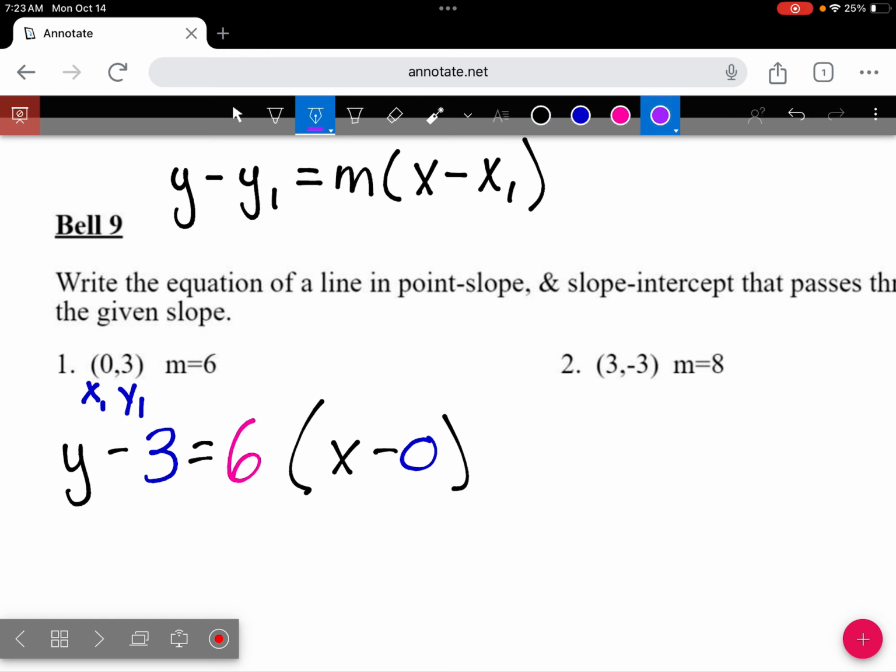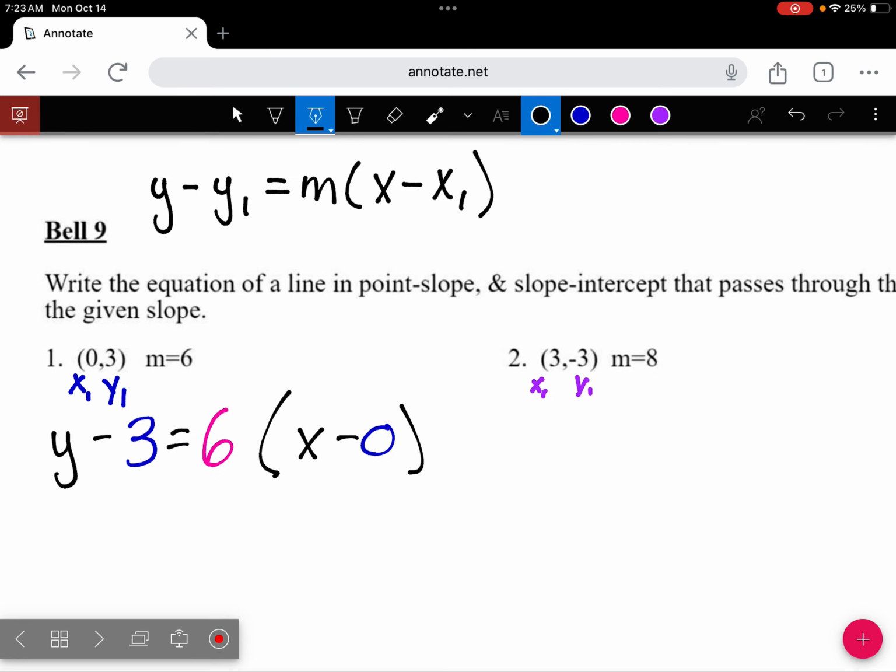Very similar vibe on the right-hand one. Again, I'm giving you a point. This is telling you our very specific x1, y1. So when we write the right-hand one as an equation, what are we going to get? I'll start us out. y. Yeah, we're going to go minus negative 3, which gives us a plus 3 equals what? 8. Gorge. (x minus 3).